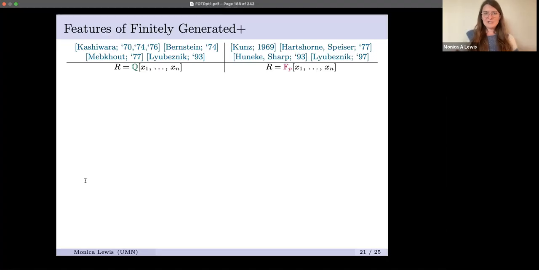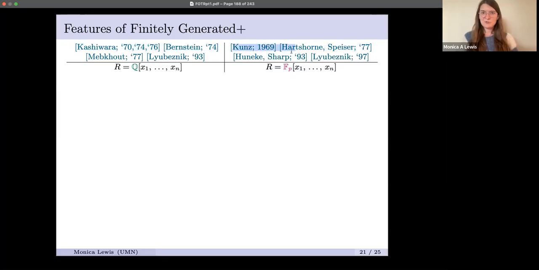So on the left column, we'll talk about the characteristic zero setting, where a lot of the work originates due to Kashiwara, but many of the results that we're going to assert appear originally from Bernstein, Meb khout, and towards the bottom, Lyubeznik. And then on the right, a lot of these arguments are first explicitly laid out by Lyubeznik in '97, but the core of some of the arguments can be found in Huneke and Sharp from '93, or from Hartshorne and Speiser '77.